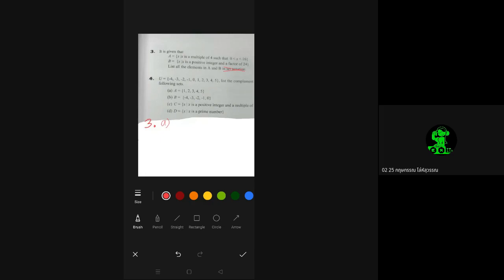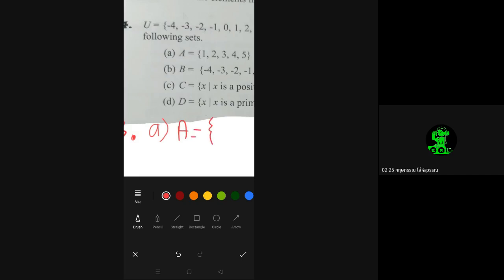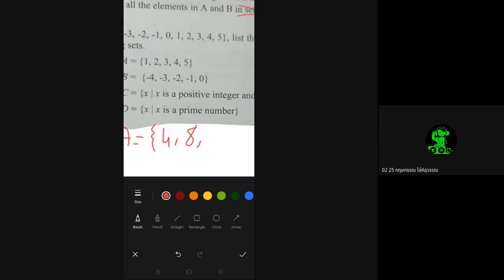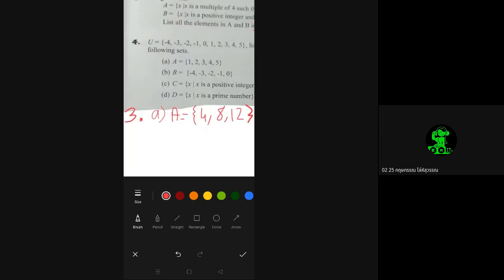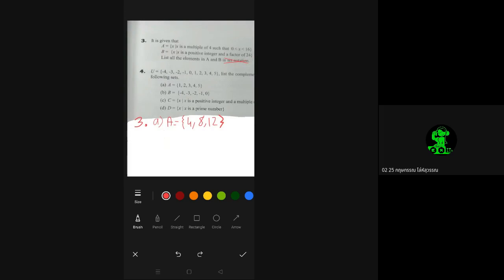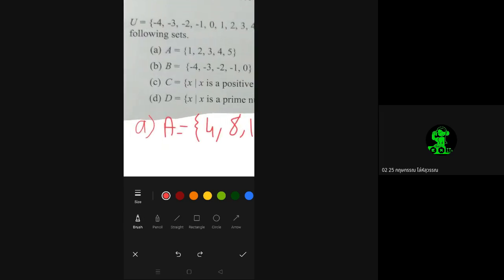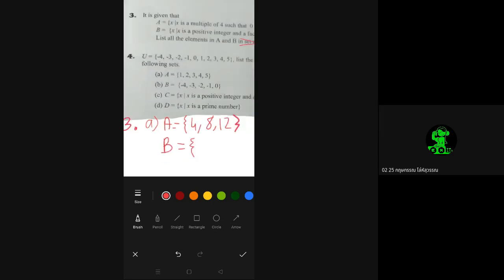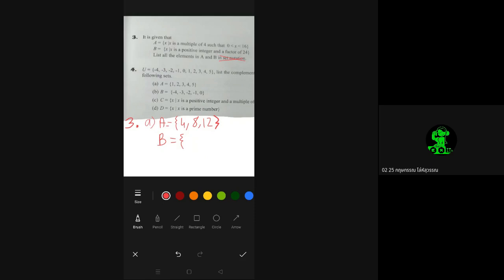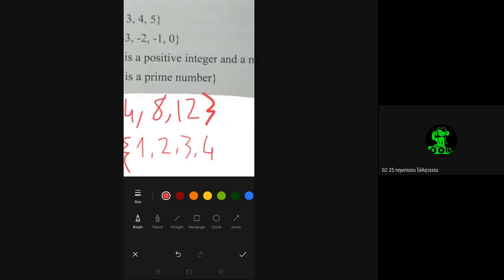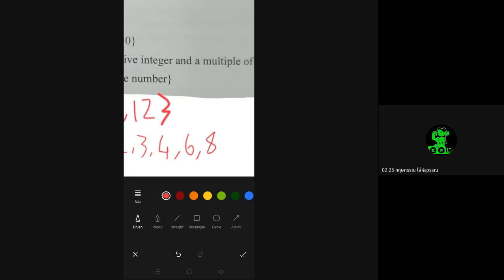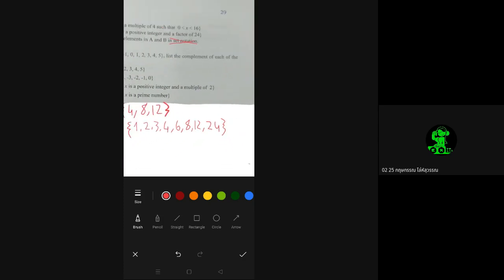Question 3, A. x is a multiple of 4. So set A is equal to 4, 8, 12, and 16 cannot. Then set B is a positive integer and a factor of 24. So it should start with 1, 2, 3, 4, 6, 8, 12, and 24 is a factor of 24 also.